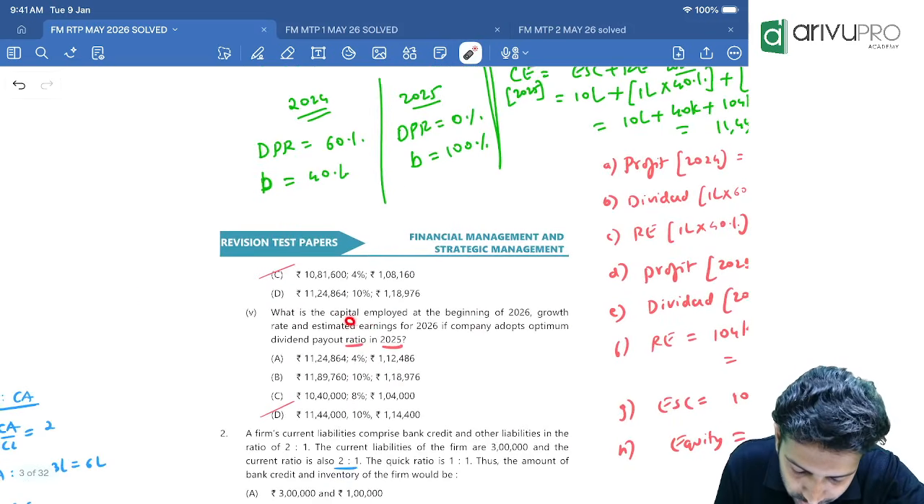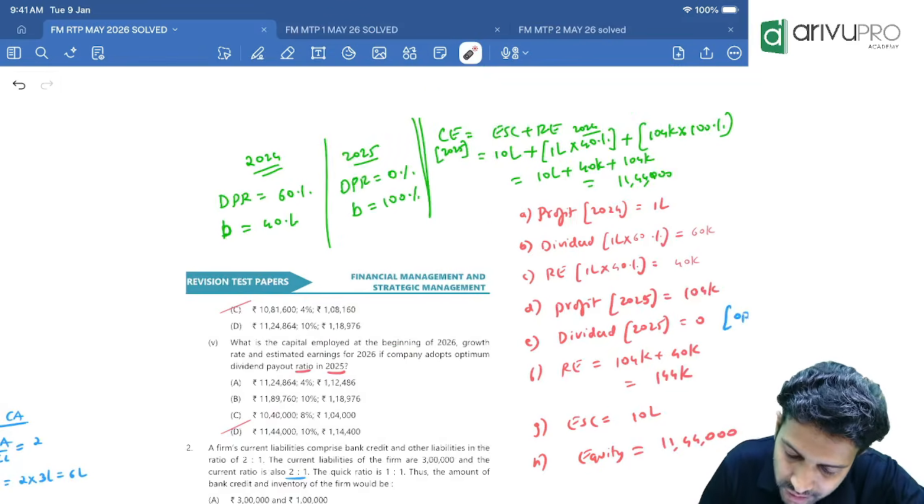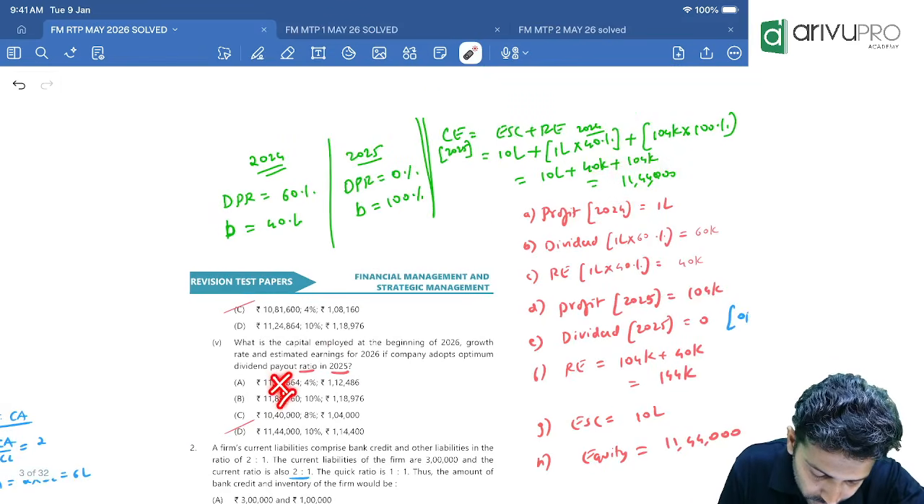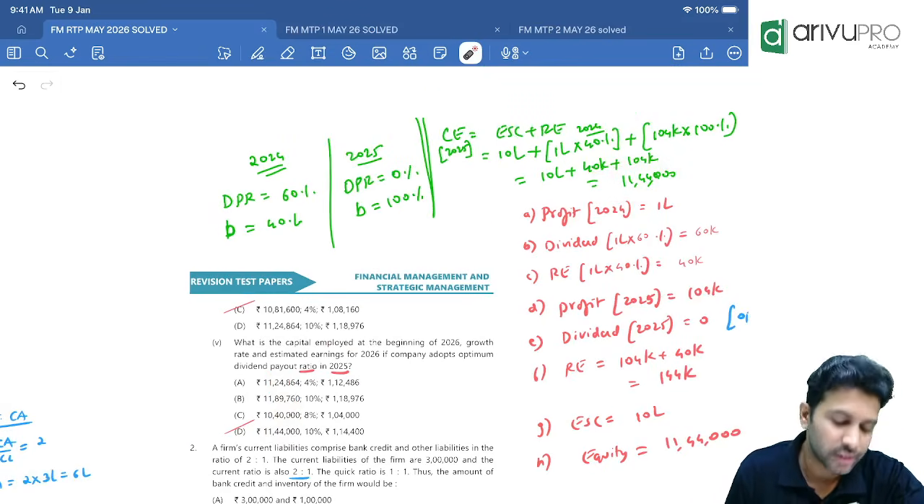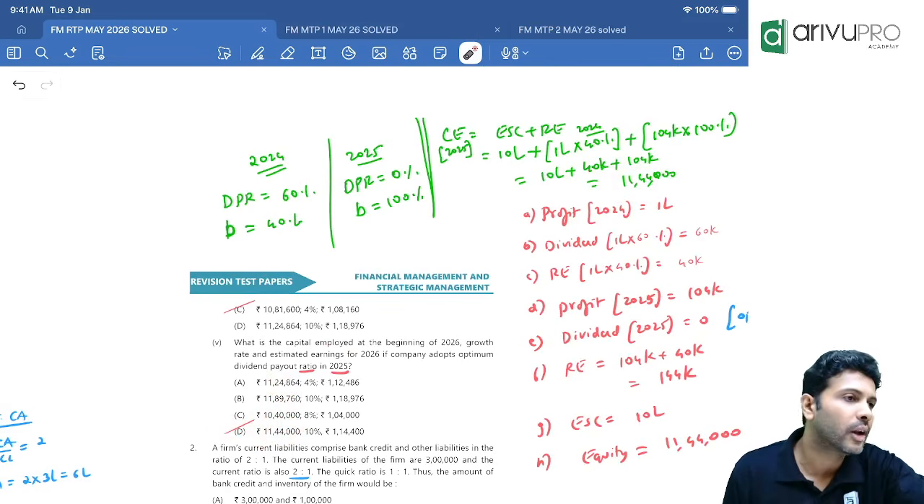Check which option has it. For capital employed is the first number. Which first number has 11 lakh 44? Not this, not this, not this. This. So, therefore, what is the answer? D for day. One if you have got it.